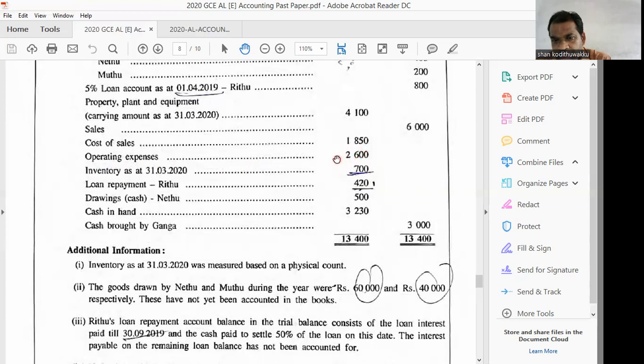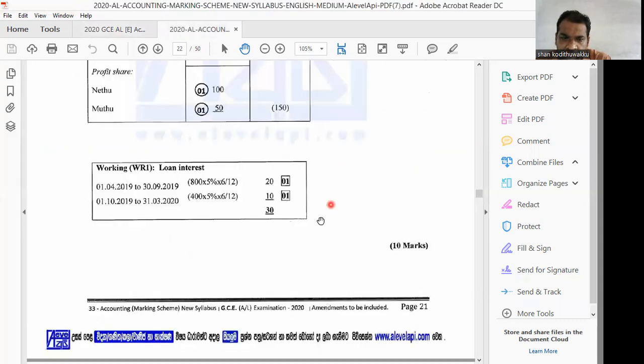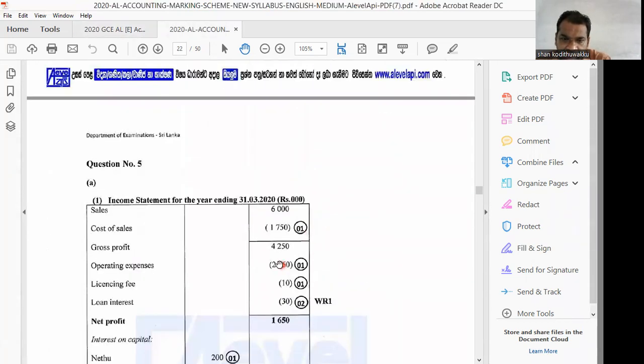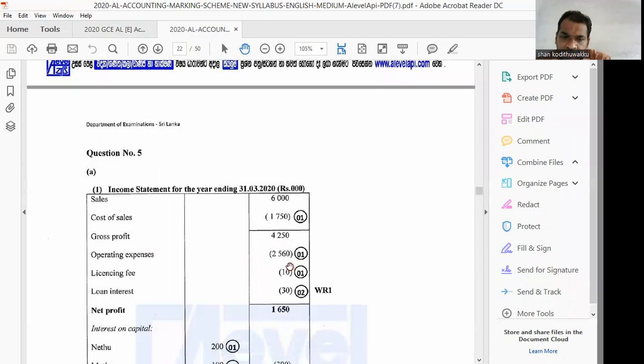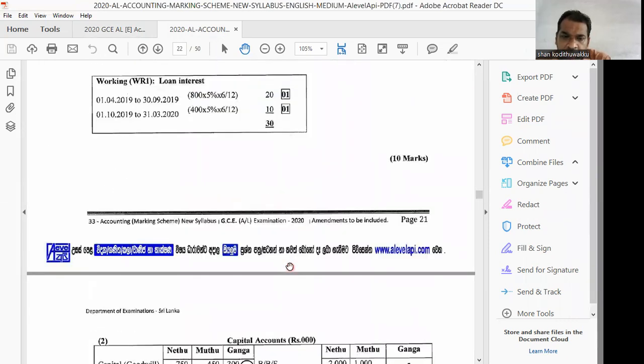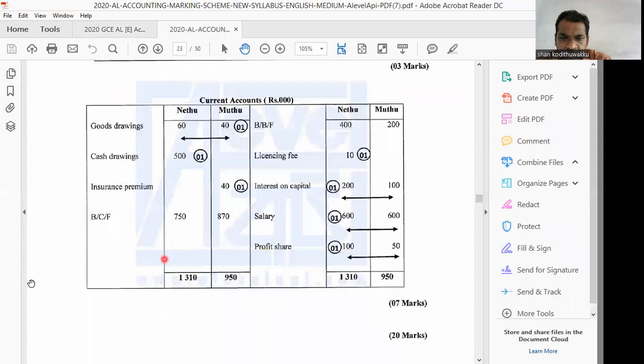Therefore, net value 2,560. Operating expenses 2,600 minus 40 drawings, then it will be 2,560. Then you debit to the partners' current account, insurance premium Muthu, for 40, like this, insurance premium 40 from Muthu. Right. Next adjustment.